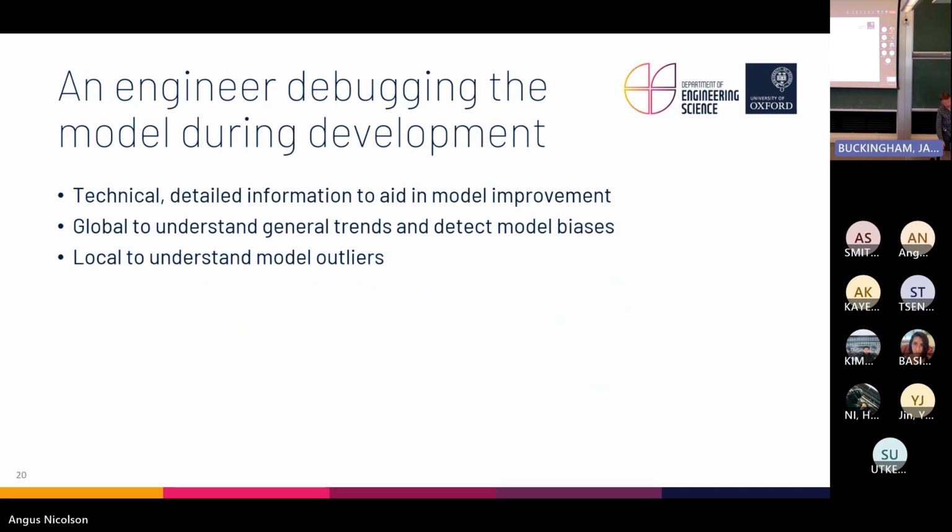As an example, what you might want for the engineer can be really technical, really detailed. They want as much information as they can to improve the model development. You want global explanations to understand general trends, but you also want local explanations because you want to understand, for this specific outlier, why did it get it wrong? What's going wrong with these sets of images? You can find out by looking at specific examples.